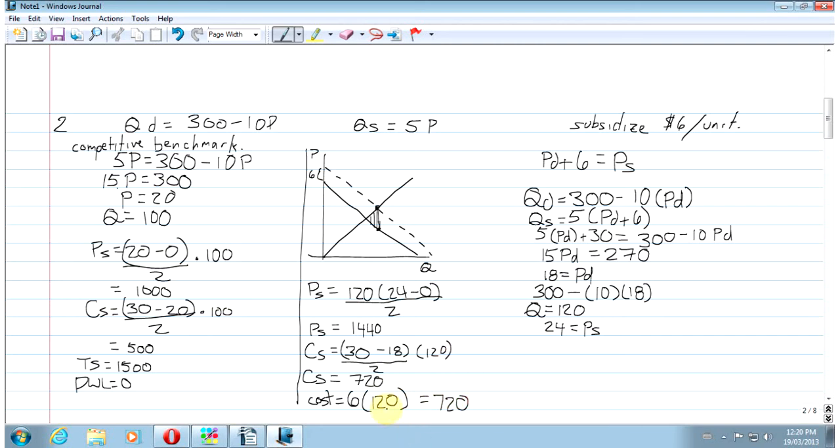Okay, so that makes the subtraction pretty simple. So we've got 1440 as a producer surplus, we've got 720 as a consumer surplus, and if we add all that together and then subtract this cost of implementing the subsidy, we get the deadweight loss, which turns out, well, we get the total surplus, right, which is 1440.